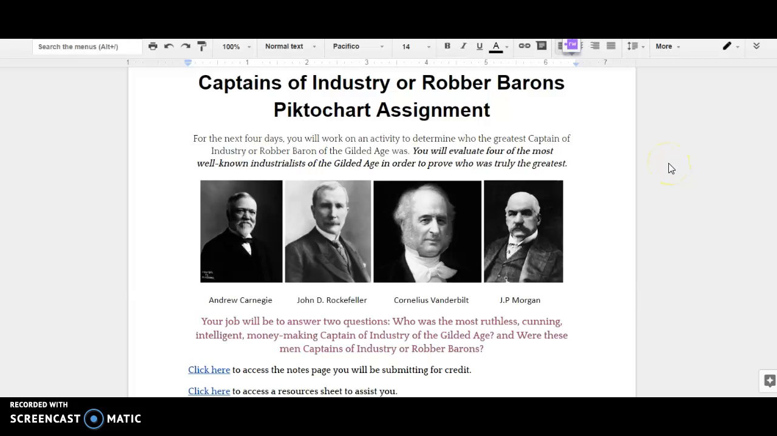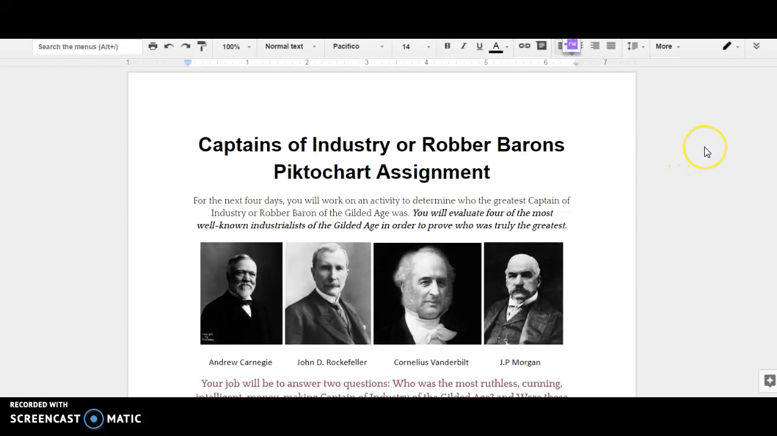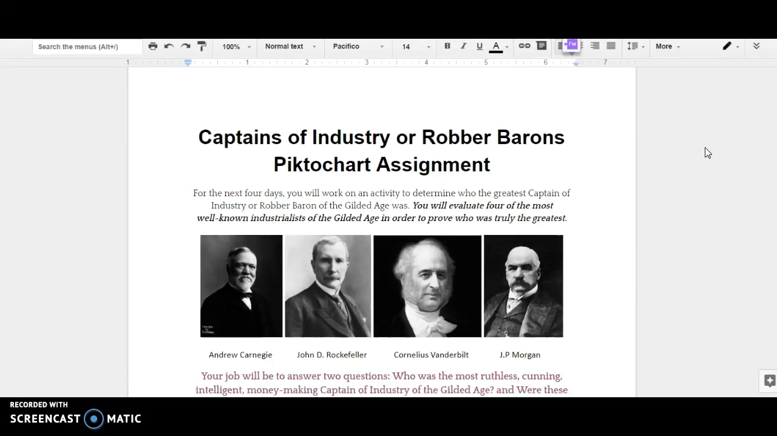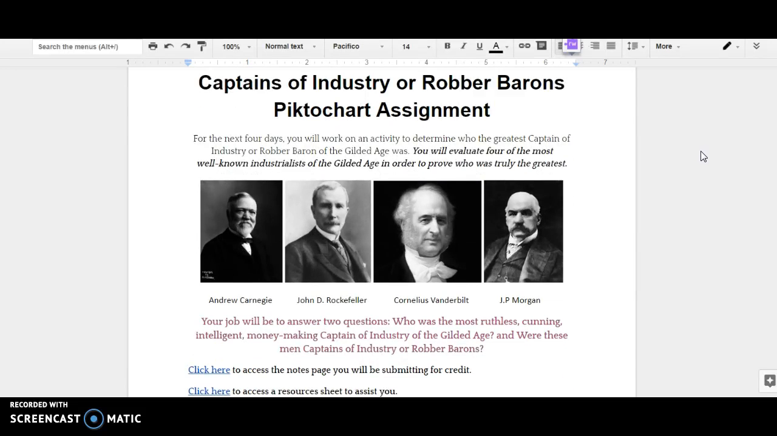It's linked to each of the lessons that deal with this project. It is a 4-day project, and I'll just go through this for you. If you have any questions, just let me know. Like I said, this is 4 days, and you are going to determine in these 4 days who the greatest captain of industry or robber baron of the Gilded Age was.